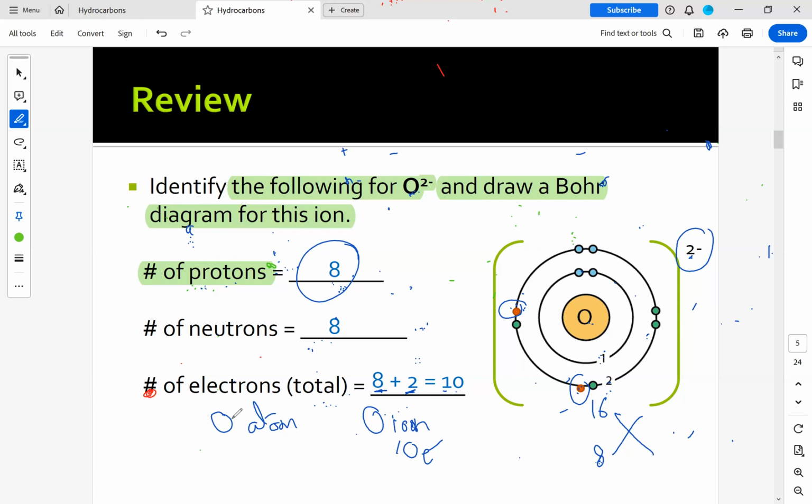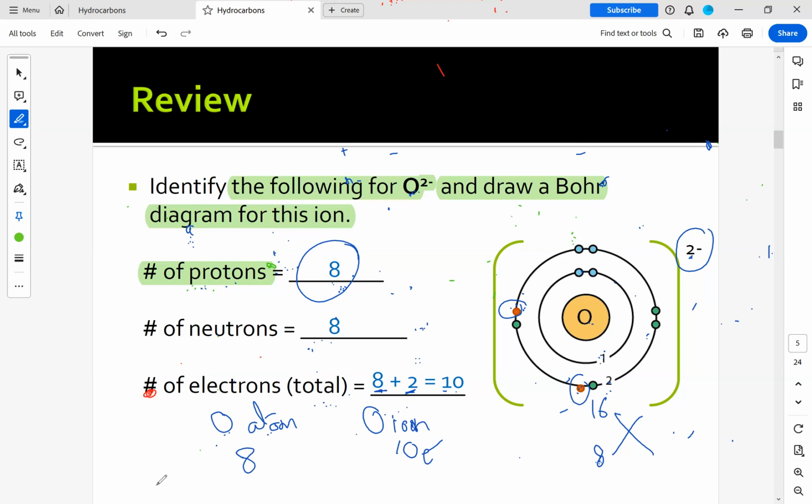Who has 10? The oxygen. Atom or ion? The ion. So how many electrons does an oxygen atom have? It's 8. Very good, Yusuf. Okay.